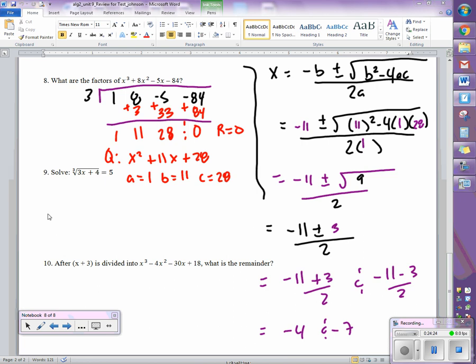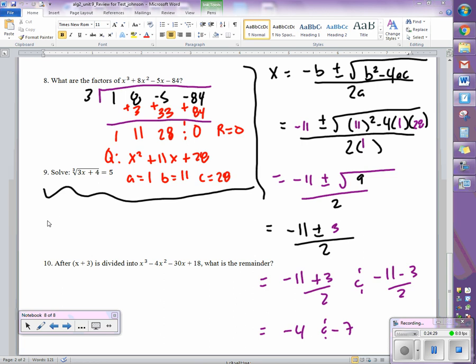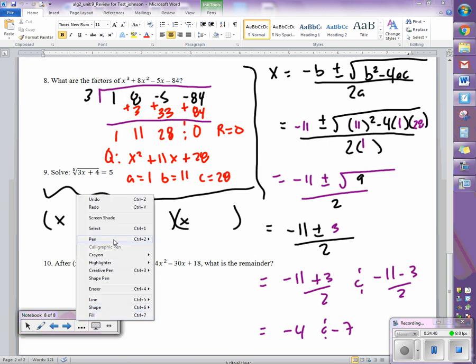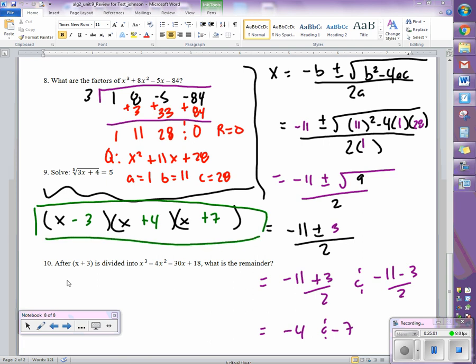So when I write it as factors, I'm going to need 3 parentheses this time because I have 3 solutions. And again, x is in each. And don't forget to change signs. So the first solution was 3, so that means I put a minus 3. The next solution I found was negative 4, so I put a plus 4. And the last one was negative 7, so again I put a plus 7. So these are the factors.